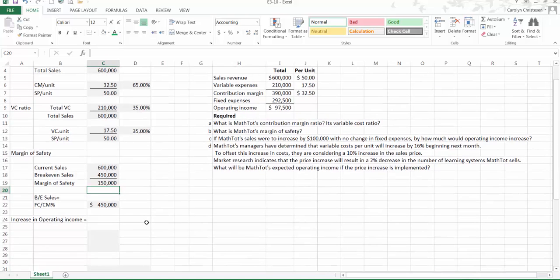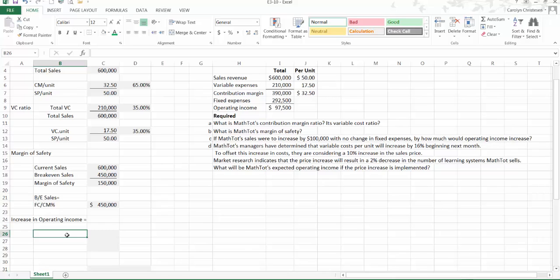Now let's take a look at part C. In part C, we start to look at what we call what-if analysis. We look to see, well, what will happen to our income and our financials if there are certain changes made. All right, so the trick here is to figure out which information we need to answer the question. The question is, if MathTot's sales were to increase by $100,000 with no change in fixed expenses, by how much would operating income increase?